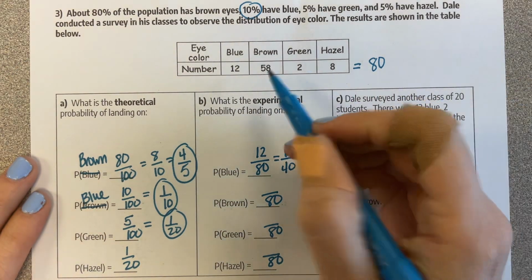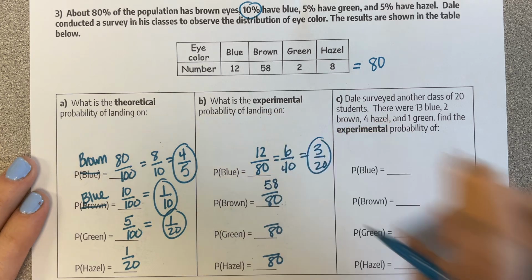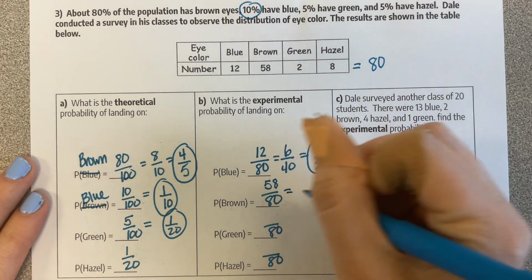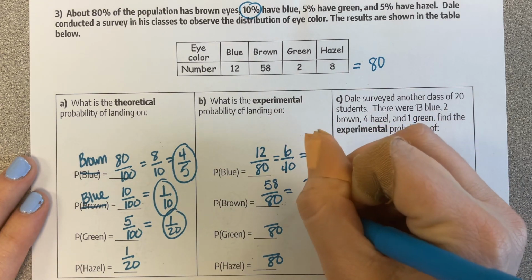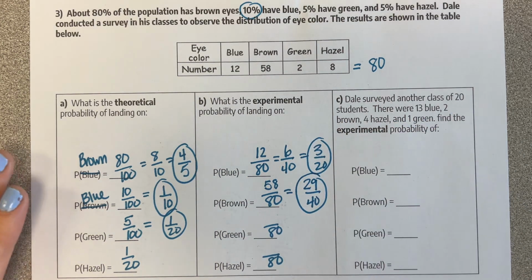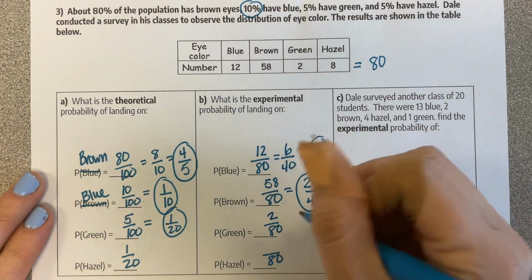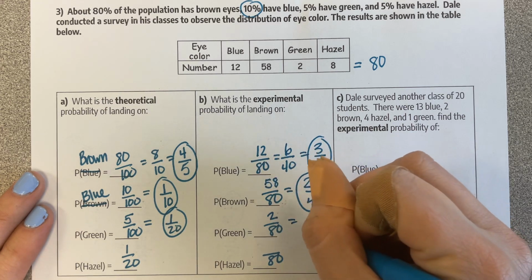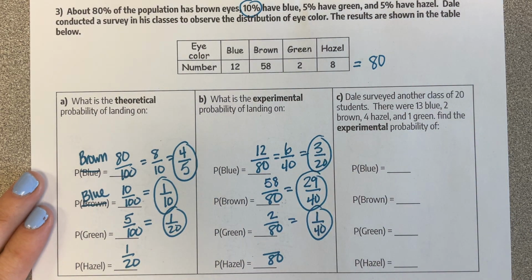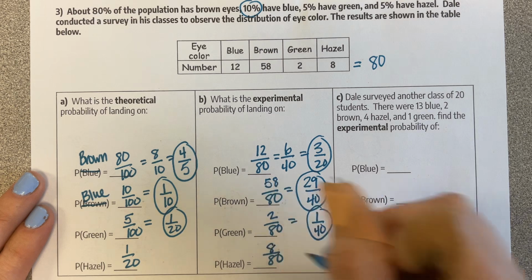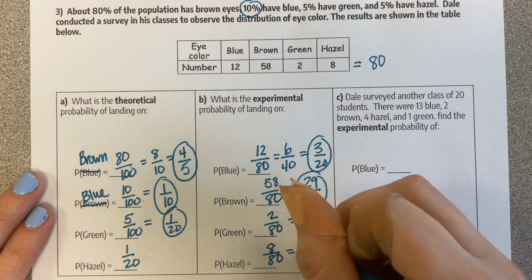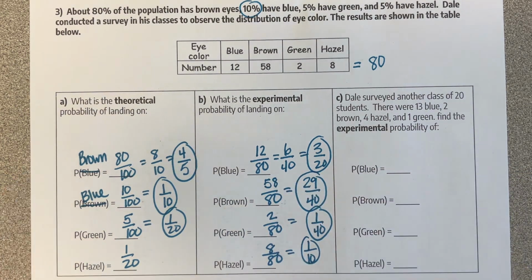For brown, we had 58. They're both even, so I'm going to divide by 2. I get 29 out of 40. For green, we have 2. They both divide by 2 to become 1 out of 40. And hazel, we have 8. 8 over 80 divides by 8 to become 1/10.